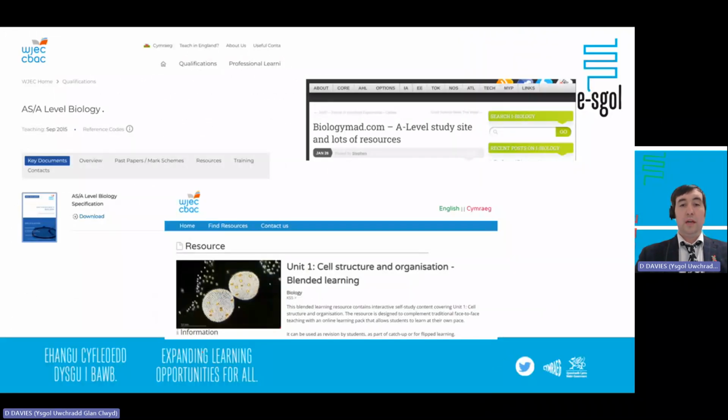Just before we dive in, there are lots of resources available. There's the WJEC website with lots of different stuff. The key documents there have got your syllabus, and lots of other teaching guides. There are past papers, all sorts of resources as well. The WJEC also have blended learning, which is basically a walkthrough of the unit. It's a very good resource, absolutely brilliant. I've used lots of stuff from there myself.